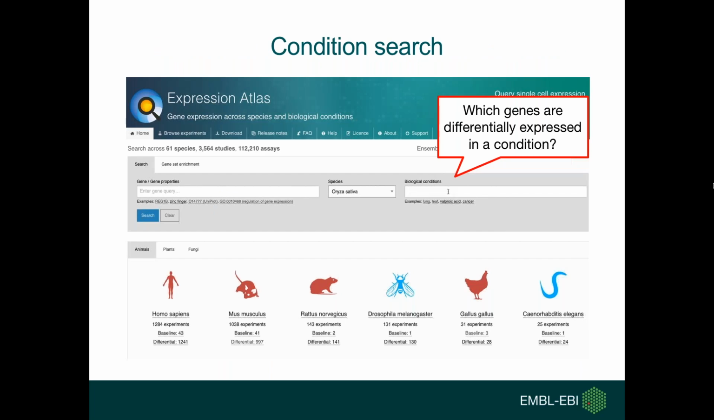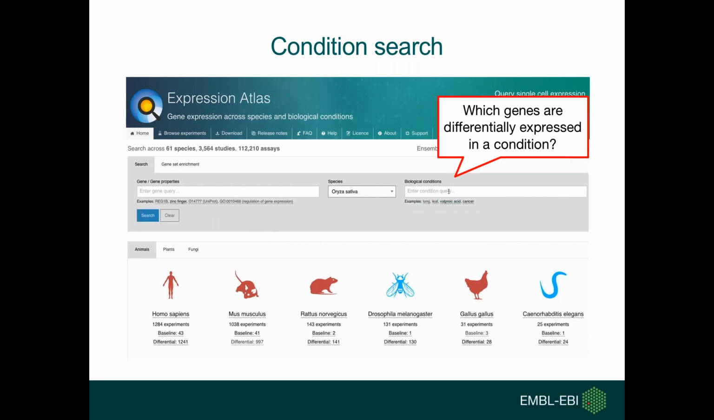Okay, let's go back again to the start and explore another option. Instead of genes, you can also search for biological conditions. So if you don't have a specific gene that you're looking for, in the right-hand search box, you can specify a certain tissue or a cell type or a disease or any stimulation condition that you're interested in. This lets you find any experiment or comparisons that have been annotated with that term.